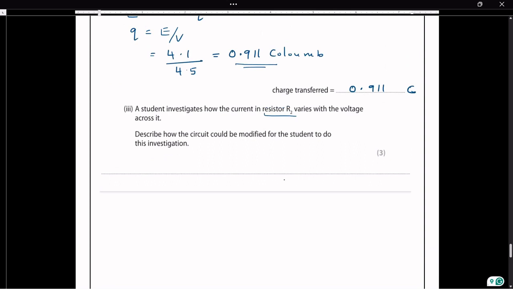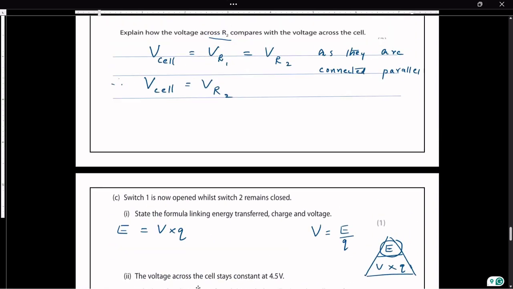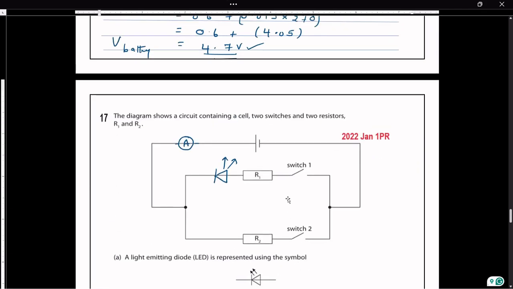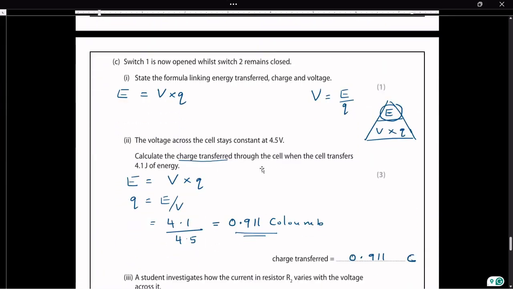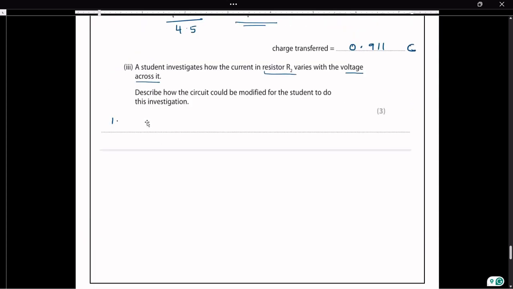How the current varies with the voltage across it. That means we have to apply different voltages across the resistor R2 and note the corresponding current. To vary the voltage, either you have to use a variable power supply. In this circuit, a fixed power supply or a cell is already given, so that part we cannot change. The other alternative is that he can use a variable resistor. So connect a variable resistor.